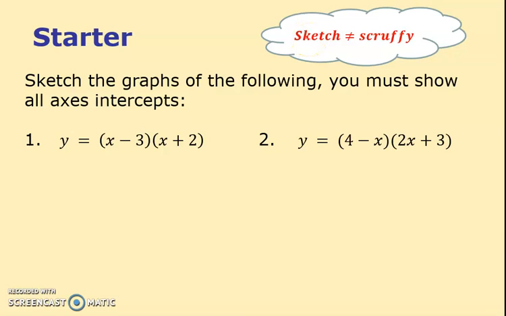First of all, can you sketch these graphs? And you must show all the axes intercepts. Now you can do them straight away. We've done a bit of this, but notice my little comment up here. Sketch does not mean scruffy. This is a not equal to sign, if you were wondering. So this is an equal sign, with a line through it meaning it's not equal to. So can you draw these graphs? And notice I factorised them for you. Press pause, draw them, and then we'll have another look.